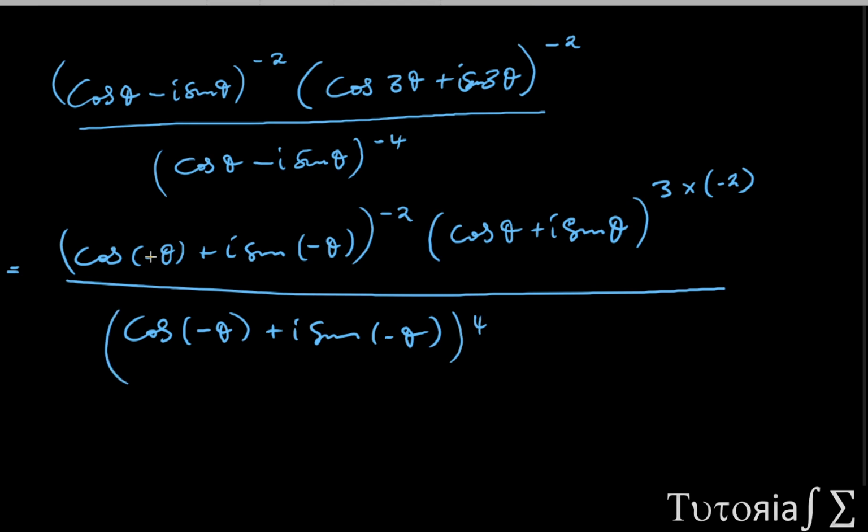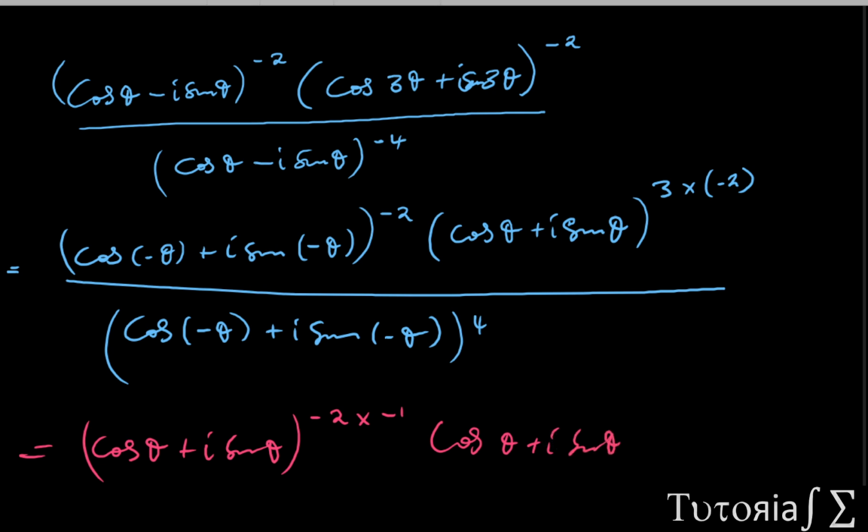Then now here we can factor out the negative using de Moivre's theorem again. So let me use magenta here. So that will be cos, and the negative will go out. So that will be theta plus I sine theta. Then we have negative 2 times the negative 1 factored out from here. Then from here we have cos theta plus I sine theta raised to the power 3 times negative 2, that will be negative 6.